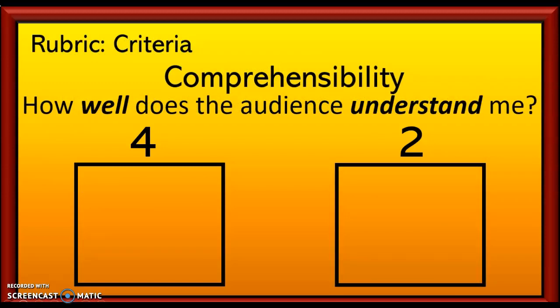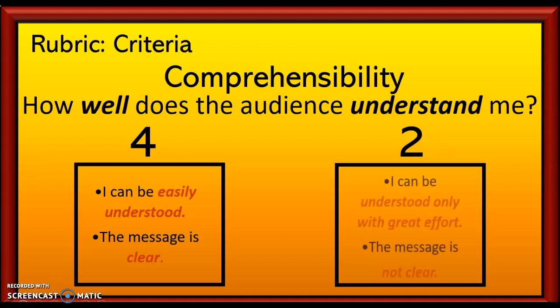Comprehensibility, how well does the audience understand me? In this case, for your writing, your instructors are your audience, and for a person who would get a 4, the instructor would say the student can be easily understood and their message is clear. Whereas a student who would be getting a 2 in this particular area would not be able to be understood or only with great effort, and the message is not clear.